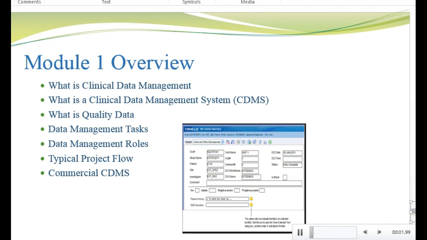This module is going to provide you with some basic information about clinical data management. You'll learn what the term clinical data management means, and you'll learn the most common types of clinical data management systems or databases. We'll also discuss the concept of quality data, and we'll cover common data management tasks, roles, and responsibilities. By the end of this module, you should have a solid understanding of the life cycle of a typical data management project.